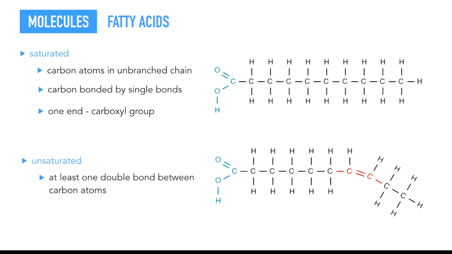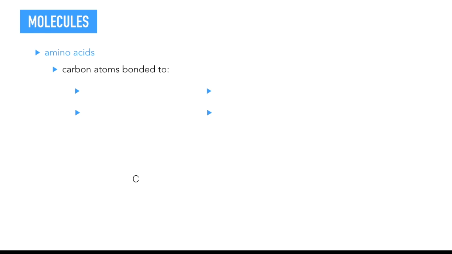Saturated fats are carbon bonded by single bonds, and unsaturated fatty acids have at least 1 double bond between carbon atoms. And if you see, there's a lot of carbon chains linked together, but there can be more or less. It's depending on the situation. And if we look at the unsaturated fatty acid, the red part shows the double bond between the carbons.